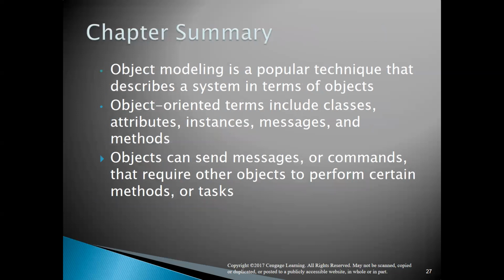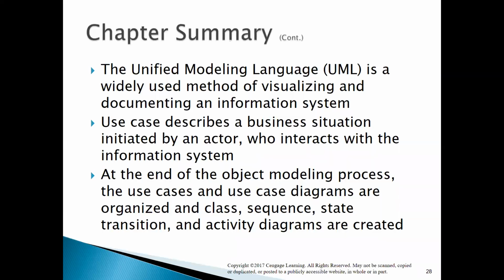Chapter summary. Object modeling is a popular technique that describes a system in terms of objects. Object-oriented terms include classes, attributes, instances, messages, and methods. Objects can send messages or commands that require other objects to perform certain tasks or methods. The UML, or Unified Modeling Language, is a widely used method for visualizing and documenting an information system.